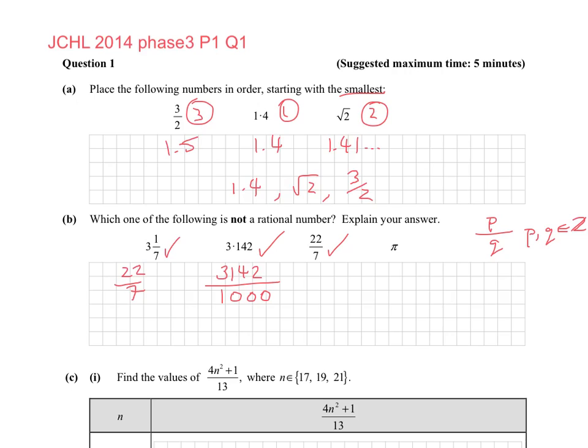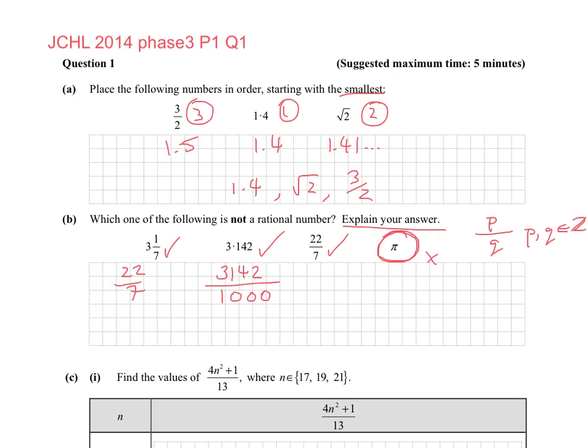And in fact, to be honest with you, I don't think you really needed to have done any of that working, because you should just know that pi is not a rational number. It cannot be written as a fraction. It has a never-ending list of decimal places, an infinite number of decimal places that are not recurring in any way whatsoever, so it cannot be written as a fraction. So pi is not a rational number.